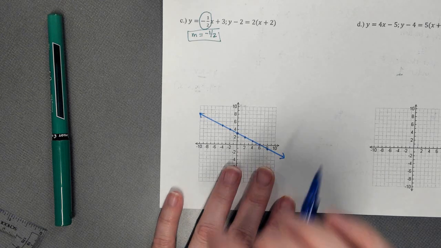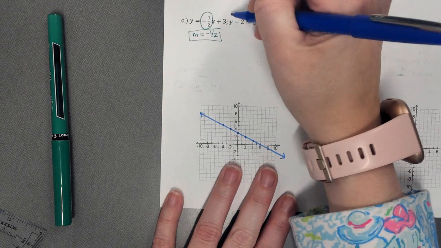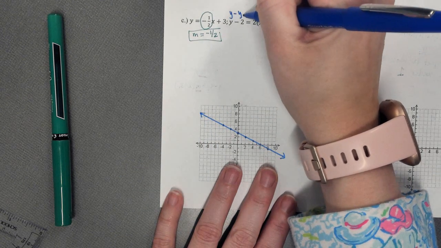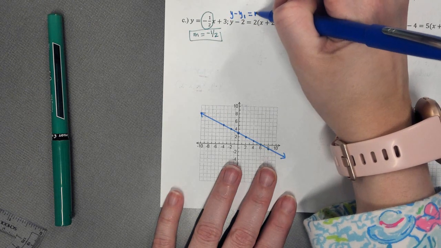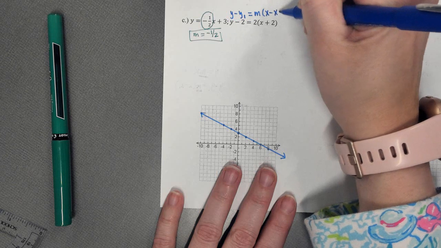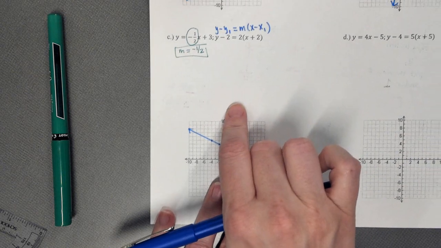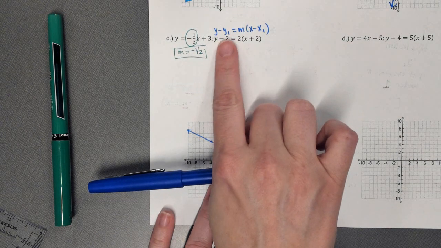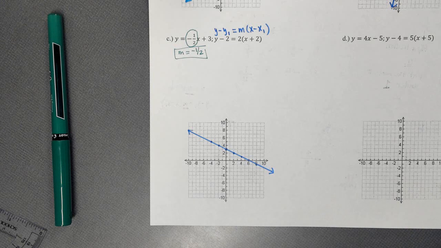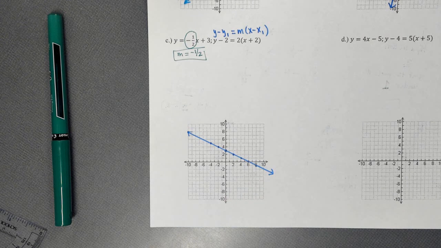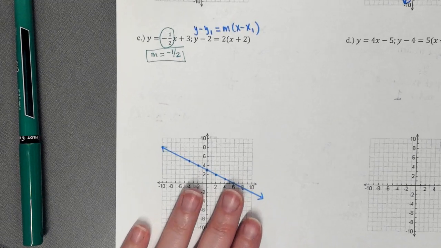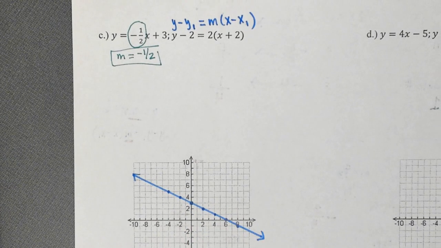But you actually know what your m value is because this is point slope form. So this is y minus y1 equals m times x minus x1. Will you guys write that above because that's going to be helpful for the next step. And there are a couple different ways that you can do part C.